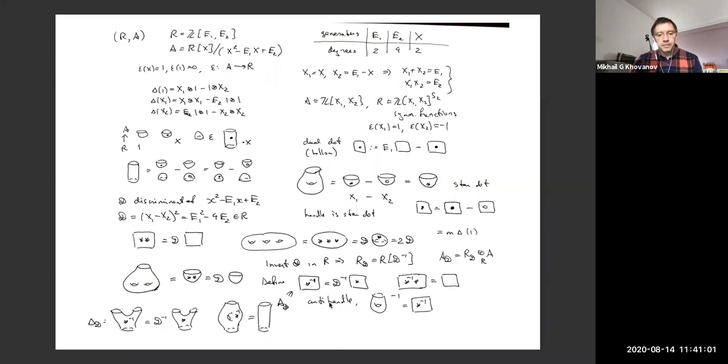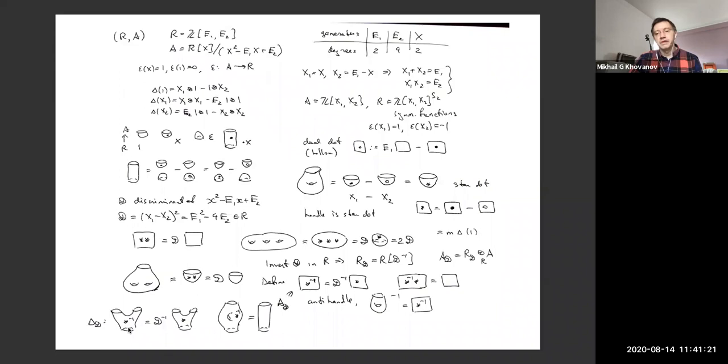Great. So it's kind of an anti-handle. You can think of this as a cobordism of genus minus one with one boundary component. It's a negative genus cobordism. And as long as we work in this larger ring, R_D, and the corresponding A_D, we can put this inverse dot on any facet.